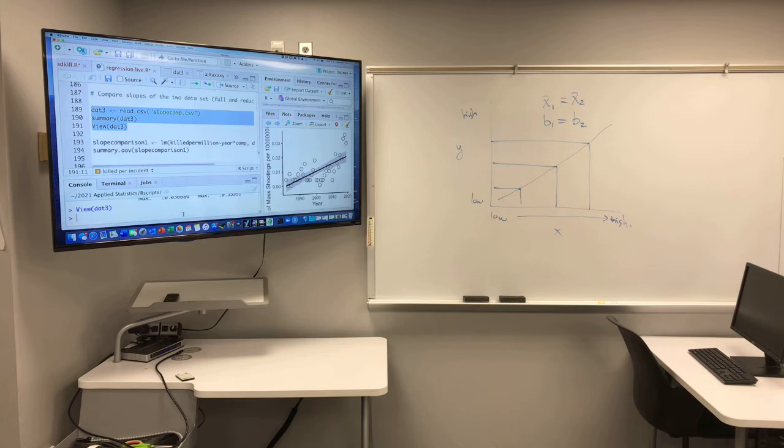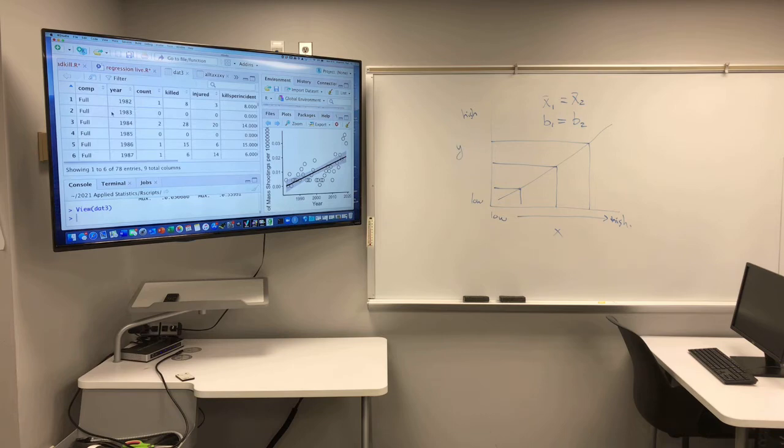All right. So the reason I wanted you to view the data is so that you can see how the data are structured. So we have a new column now in this data set that tells you what the comparison is. In this case, there's the full data set. And if you scroll down, the full data set goes all the way through 2021. And then right after that, you get the reduced data set that starts in 1982 and should only go all the way down to 2019. Okay? So this just has the two data sets duplicated, but one has two fewer years than the other.